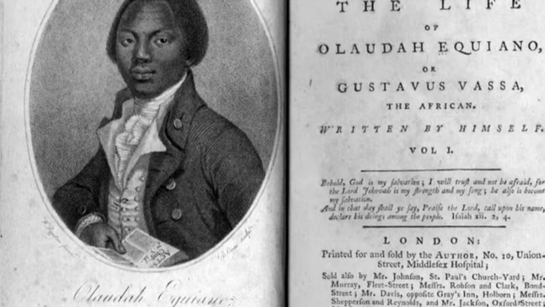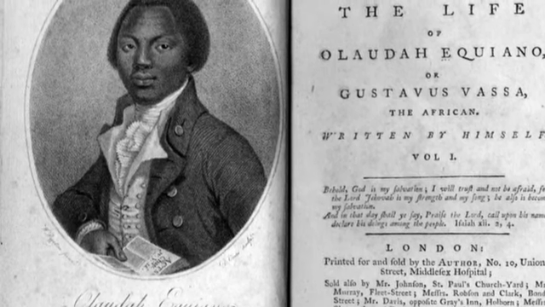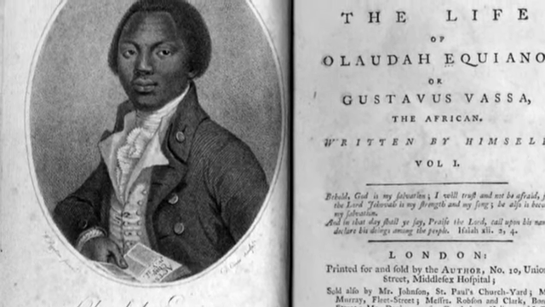Olaudah Equiano was one of these slaves who went through all of these sufferings, but he was more fortunate than most slaves because he was able to purchase his freedom. After all he went through, he ended up writing an autobiography known as The Interesting Narrative of the Life of Olaudah Equiano, or Gustavus Vassa.